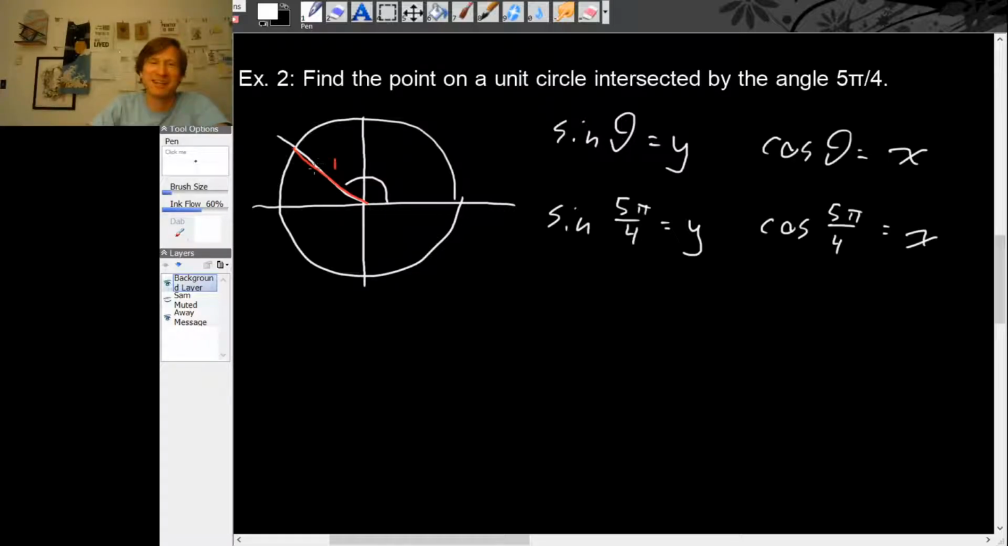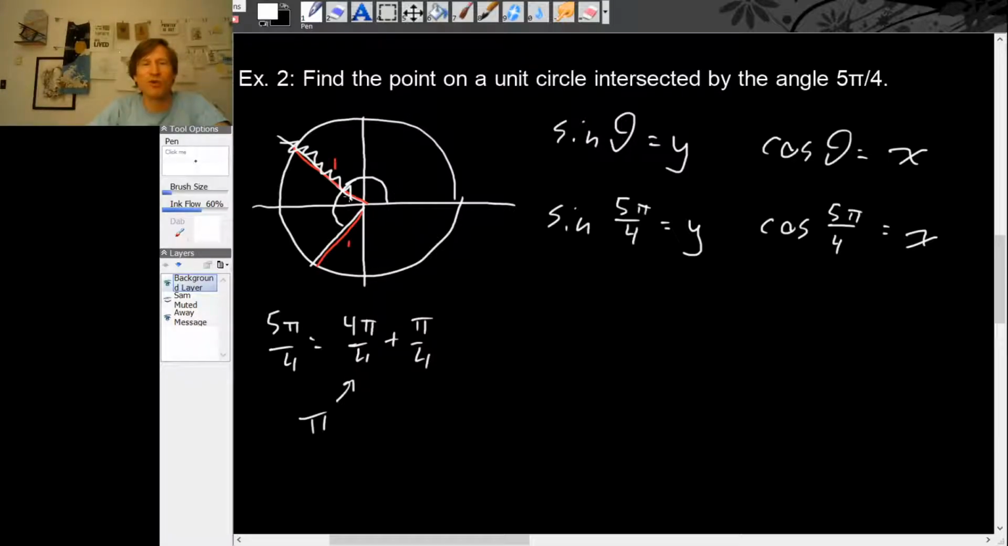Now I've made a mistake here. 5 pi over 4 is not up here. It turns out it's down here. The reason that I know it's down here is because 5 pi over 4 is 4 pi over 4 plus pi over 4. And 4 pi over 4 is just pi. So pi is a half turn, so 5 pi over 4 is pi over 4 more than a half turn.